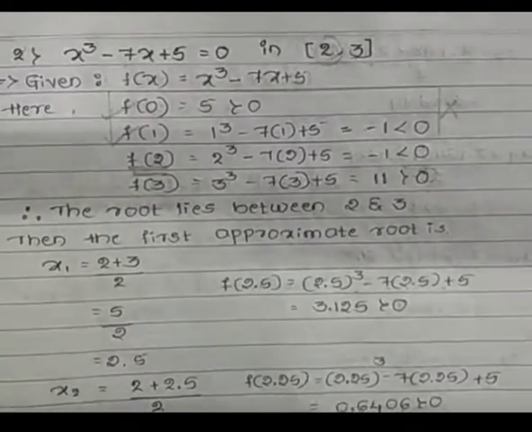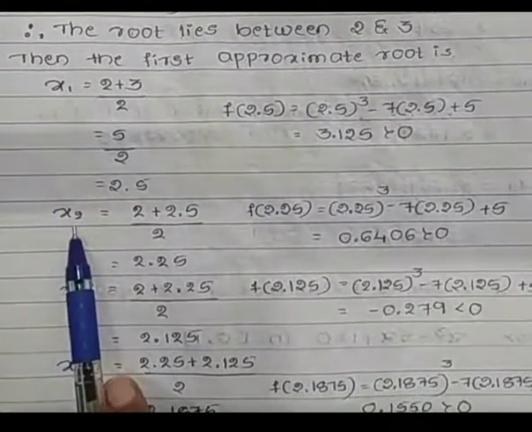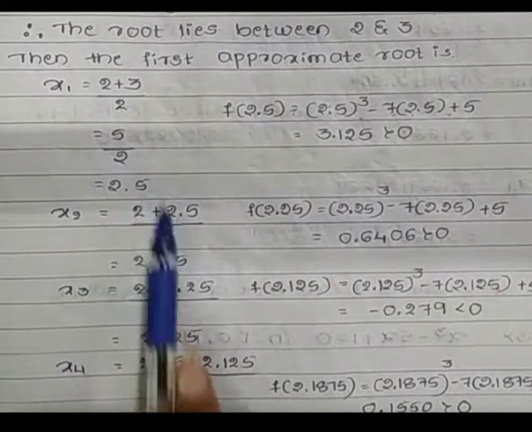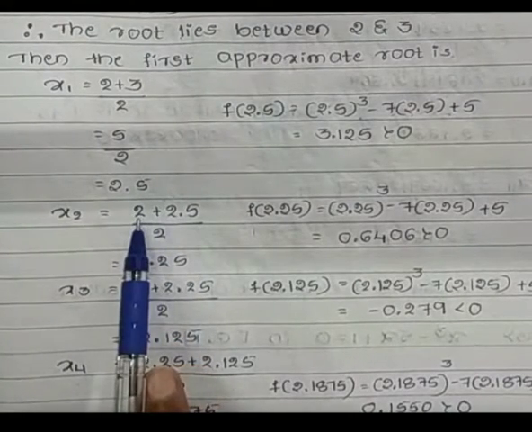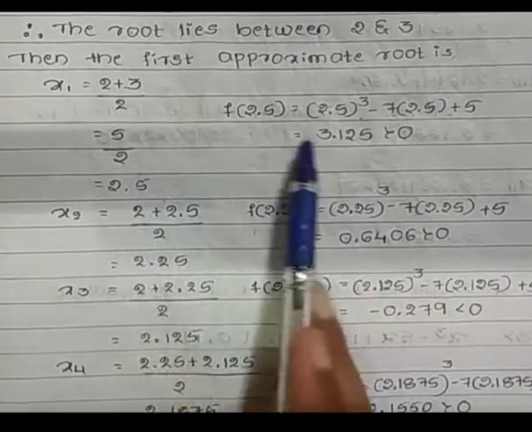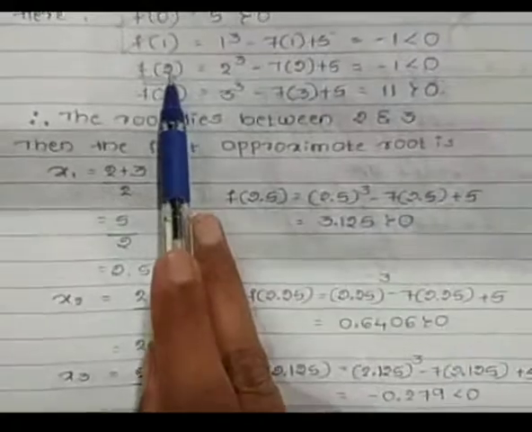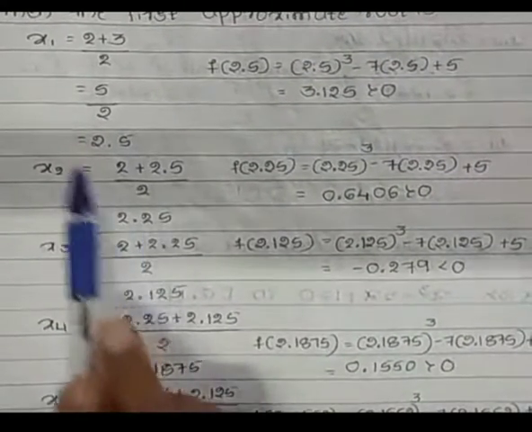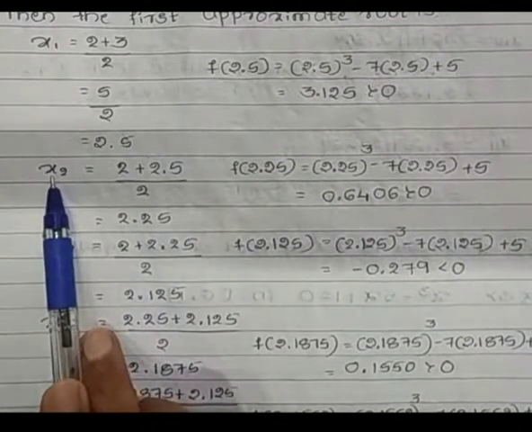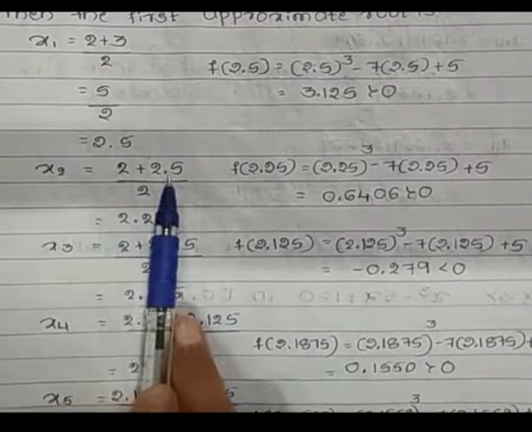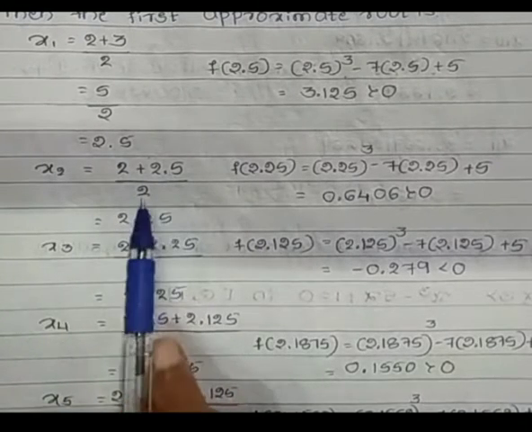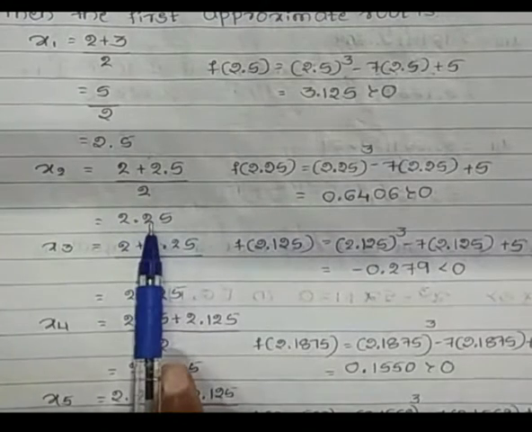Observe here. To calculate x2, along with this 2.5, we are considering 2 because 2.5 is giving us a positive value and 2 is giving us a negative value, and the root lies between a positive value and a negative value. Therefore, x2, the second approximation, is 2 plus 2.5 divided by 2, which is 2.25.